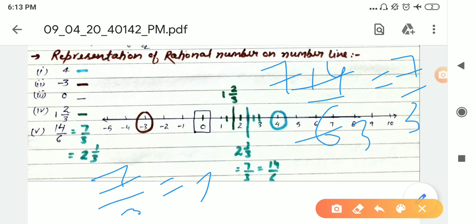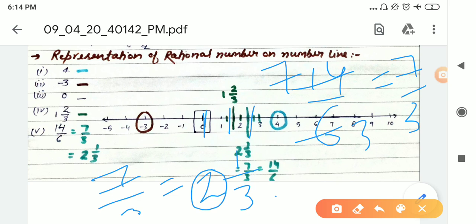So we can say 2 whole 1 by 3. You got it all? Similarly, now you can represent, since here we have 2 whole, so you have to count 2 positive distance. Since it is a positive rational number, you have to count 2 positive distance from 0, as we have 1 and 2.